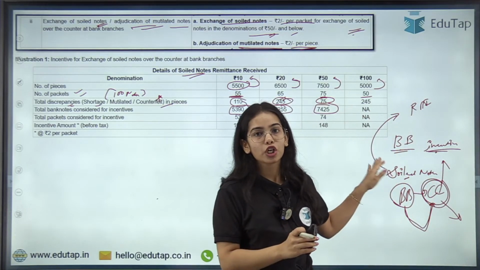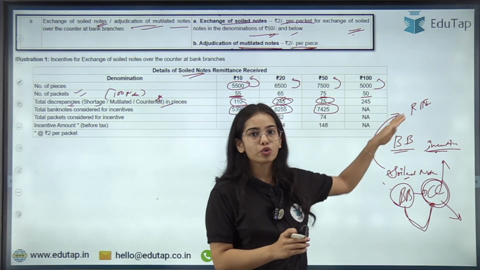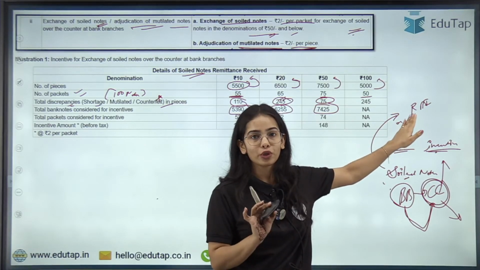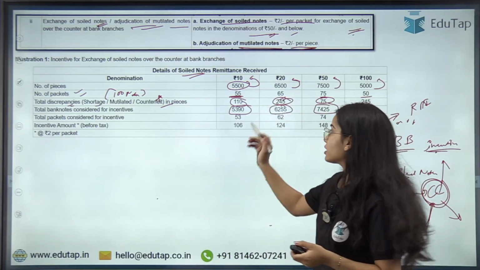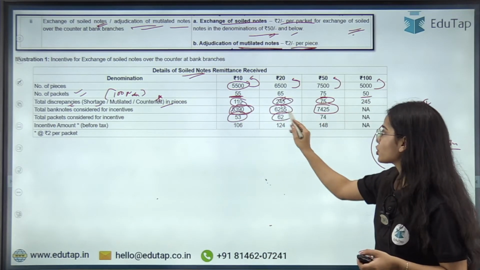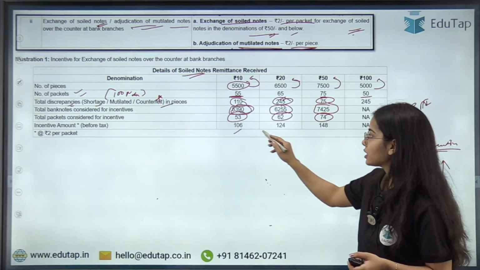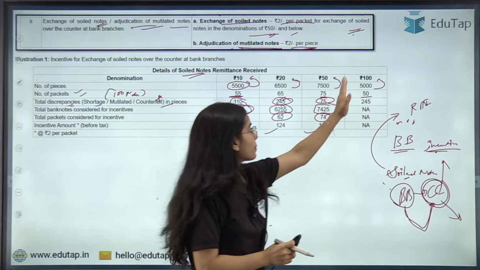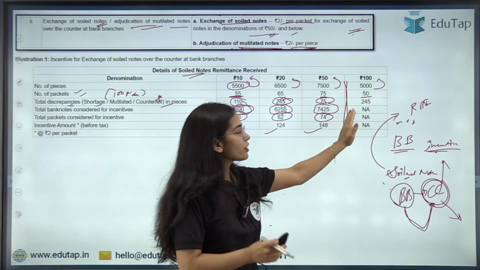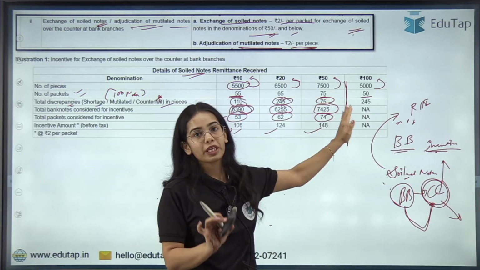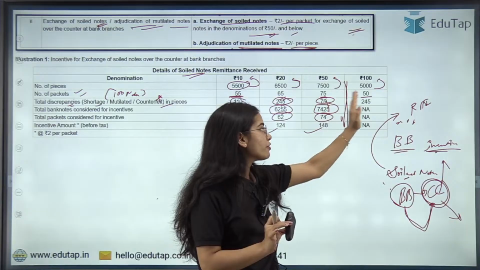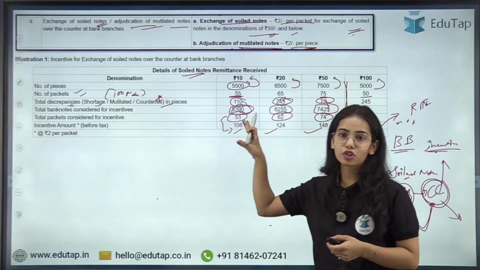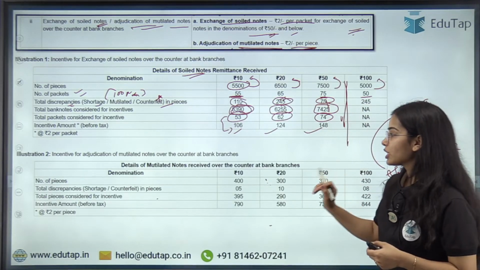Bank branches, through the currency chest, send their soiled notes to the RBI issue office. The issue office checks whether they have actually received the soiled notes or not. After checking, they make the packets: 53 packets, 62 packets, 74 packets. Then the incentive is given, rupees 2 per packet. The incentive is only given for notes of denomination of rupees 50 and below. For above rupees 50, no incentive is given for the soiled notes. Any confusion here?